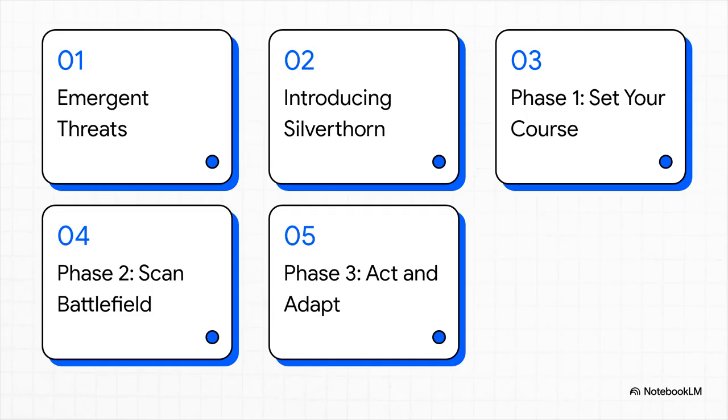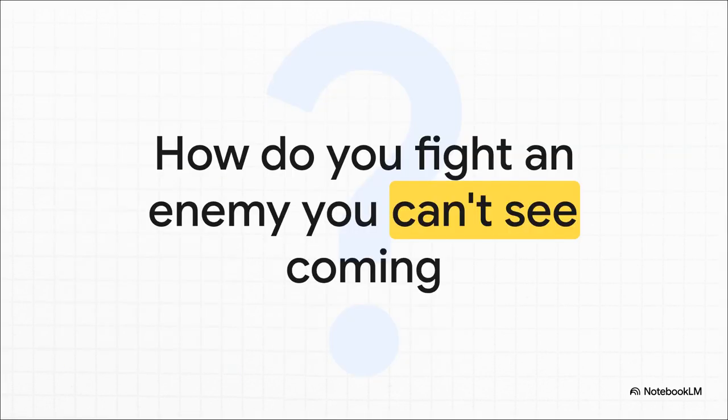So here's our game plan. First, we'll get a handle on the problem itself, these things called emergent threats. Then we'll introduce the Silverthorn method and walk through its three main phases: how you set your course, how you scan the battlefield, and finally, how you act and adapt.